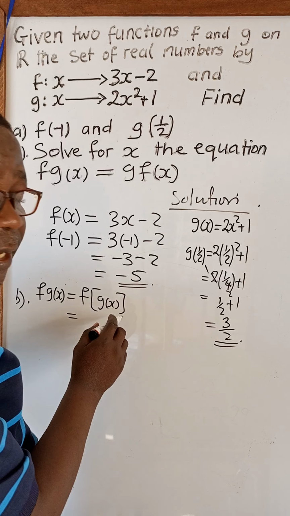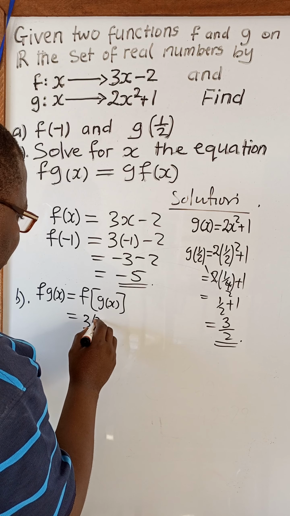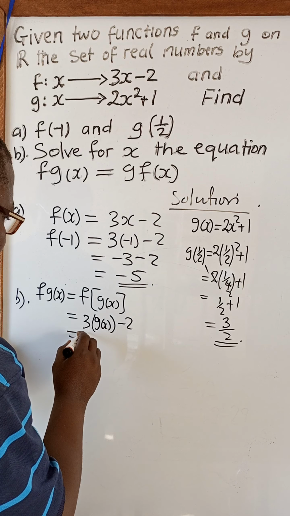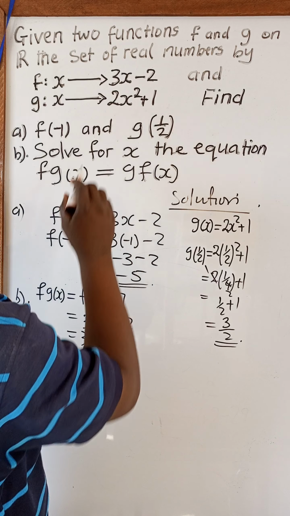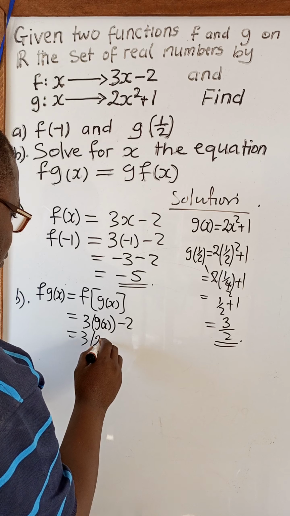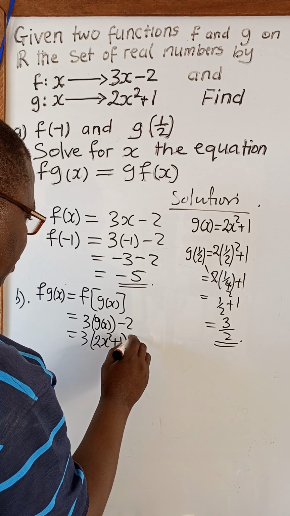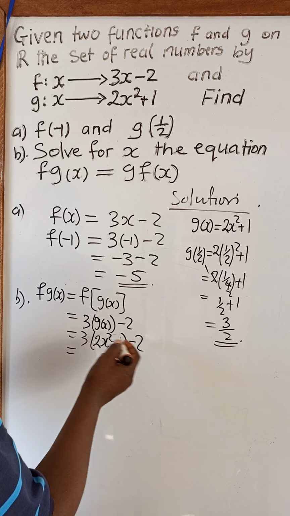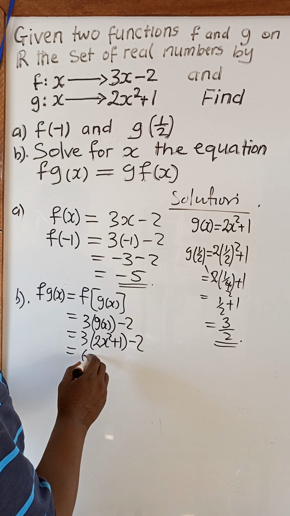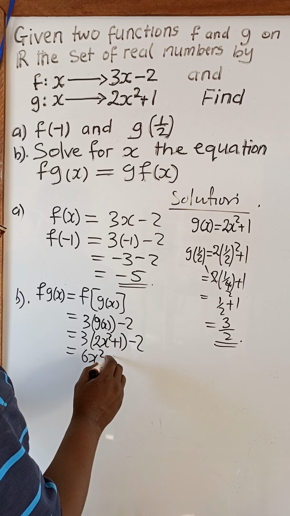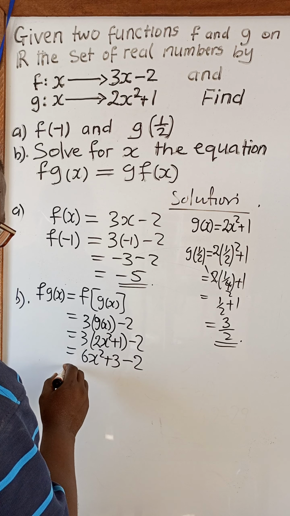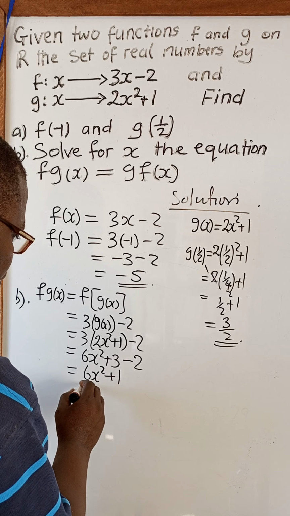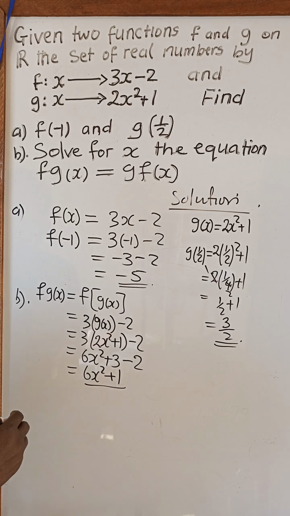Now f is carrying g of x, so it's going to do the same thing. It's going to multiply it by 3 and subtract 2 from the result. And so we have 3 into, we know g of x is 2x squared plus 1, so we have 2x squared plus 1 and then minus 2. This gives us 3 multiplied by 2 gives us 6x squared. 3 multiplied by 1 gives us 3. And then we'll subtract 2. This is going to give us 6x squared plus 3 minus 2, which is 6x squared plus 1. That is fg of x.